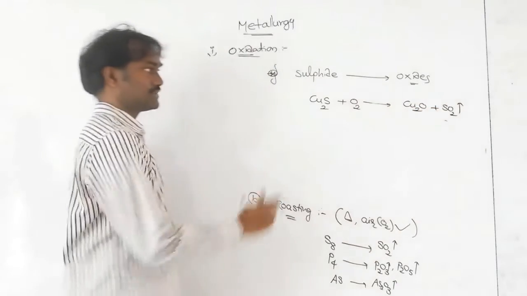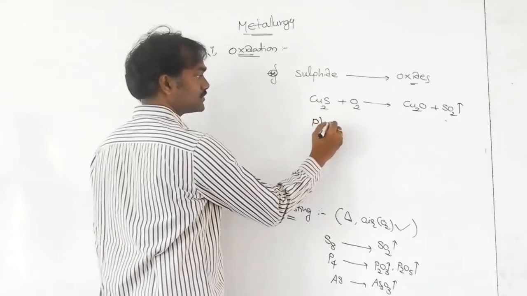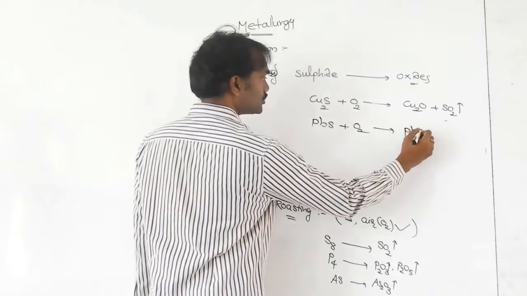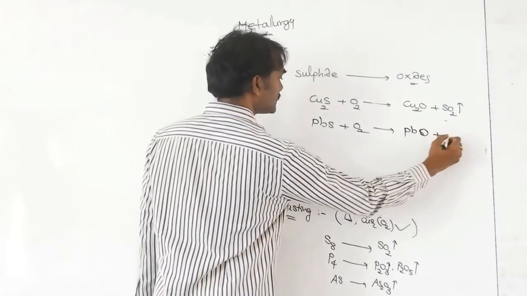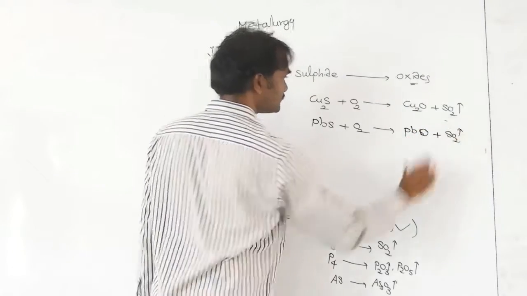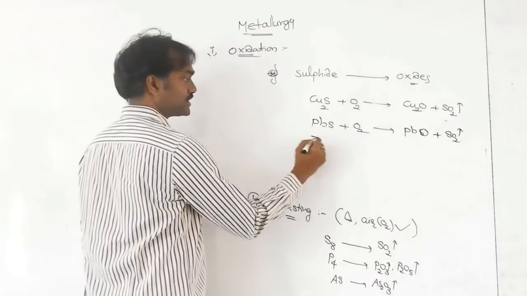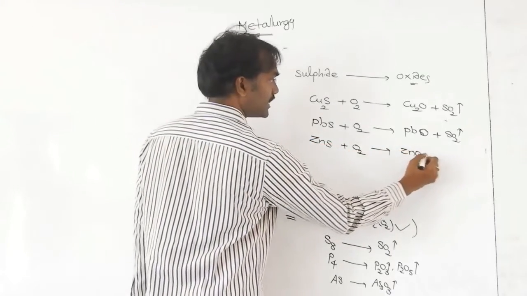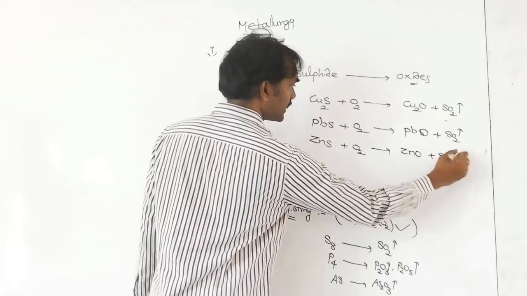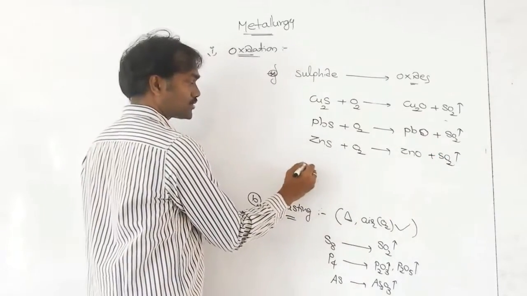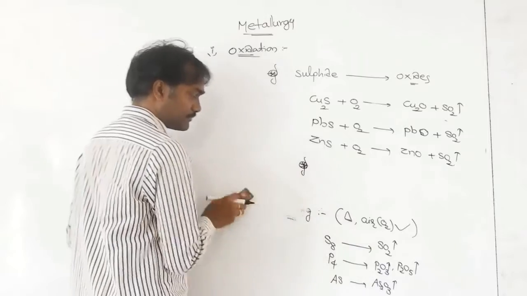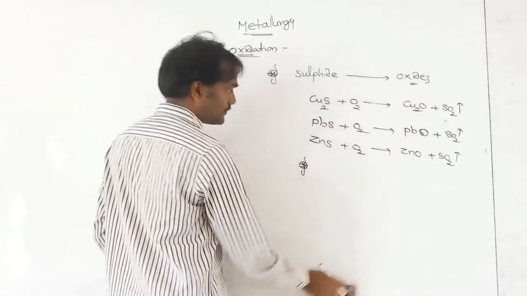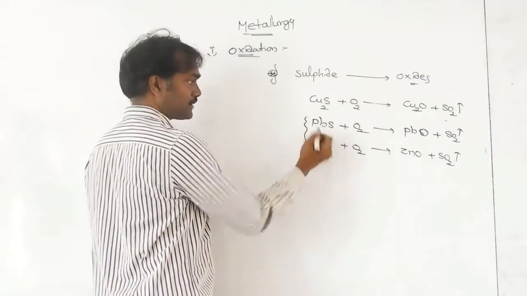You can balance that. Then lead sulfide with oxygen, so sulfur is eliminated: PbO plus SO2 gas. Like that, suppose ZnS with oxygen, you get ZnO plus SO2 gas. Some problems can also happen in some compounds. In what way? Take these two examples only.